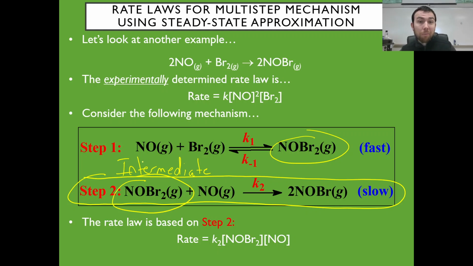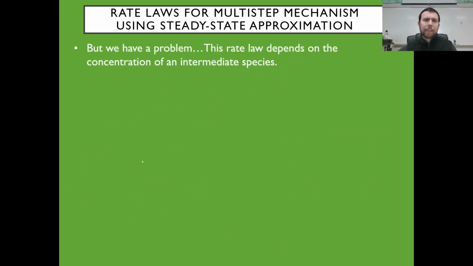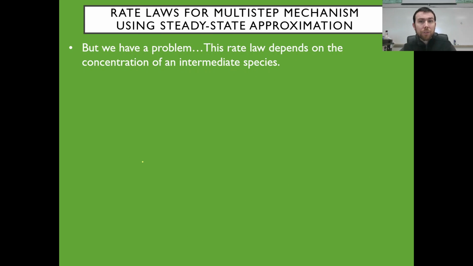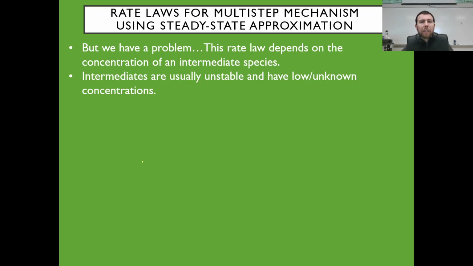The short answer to that is no. We can't have an intermediate be part of our rate law. We'll get into the reasons for that on the next slide. Like I said, the problem is we're saying the rate law is dependent on an intermediate. That's problematic because intermediates are usually very unstable, or they have low, unknown concentrations. Rate data is pretty dependent on having consistent or really measurable concentrations. If you have something with a low or unknown concentration, you can't make an experimental decision based off of that.